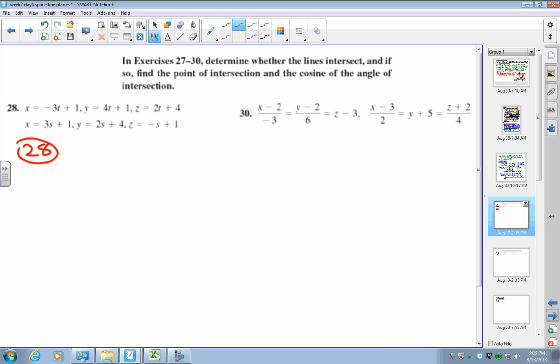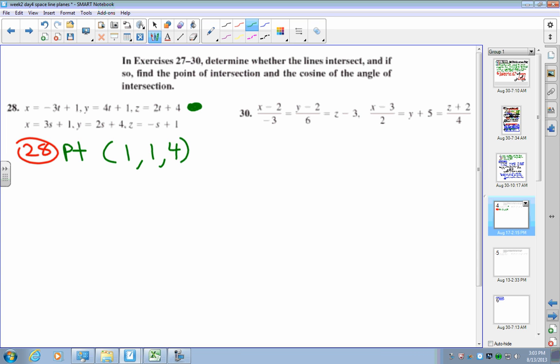Okay? So 28, let's look at this. Let's extract some things. So using the very top one, we can have a point. The point would be 1, 1, 4. This is knowing it from the parametric equations.